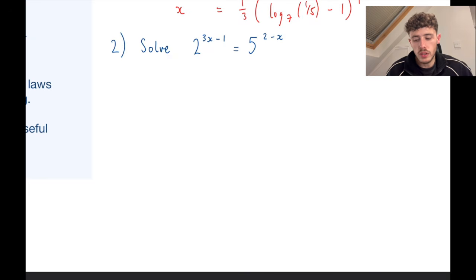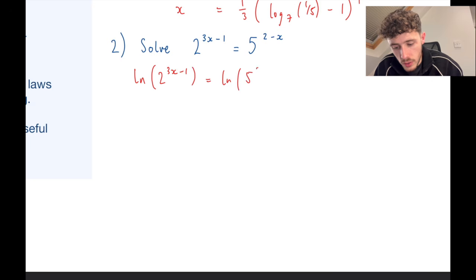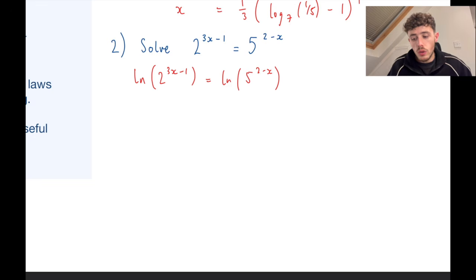So here we need to solve an equation where you've got differing powers on either side and also different bases. We've got a 2 on one side and a 5 on the other. A classic example here is where we just take a general log of both sides. So what we can do is take the ln of 2 to the 3x minus 1, and whatever you do to one side you have to do to the other, just like with any equation solving. So we do this. You could also just do log normally. As long as you do the same thing to both sides, it's absolutely fine.